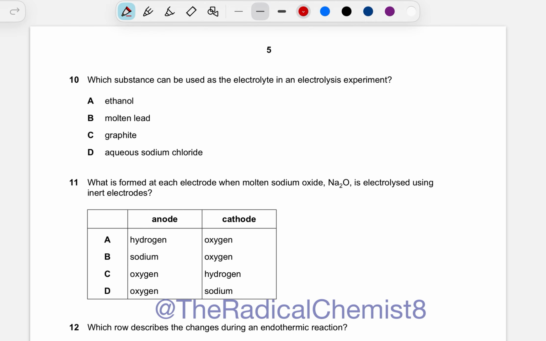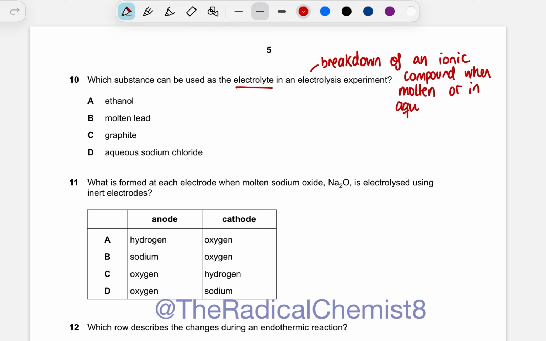Question 10. Which substance can be used as the electrolyte in an electrolysis experiment? So first of all, you need to remember that electrolysis is the breakdown of an ionic compound when molten or in aqueous solution by the passage of electricity.